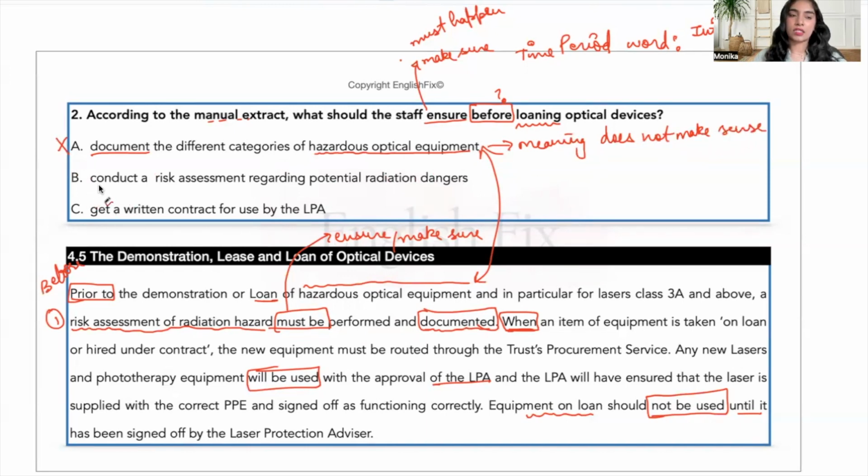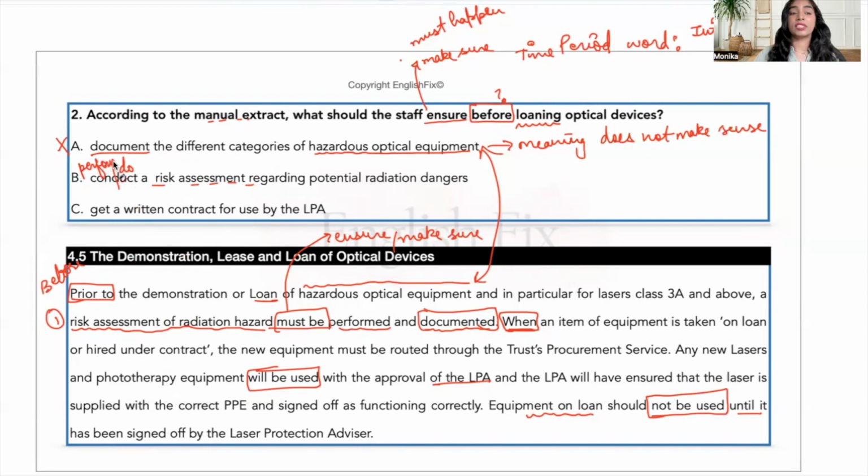Then conduct a risk assessment. So risk assessment is again given here, right? So I'm going to double check if the meaning is correct. To conduct a risk assessment is basically me saying do a risk assessment or perform a risk assessment, which is the same word as given here. Do, perform.